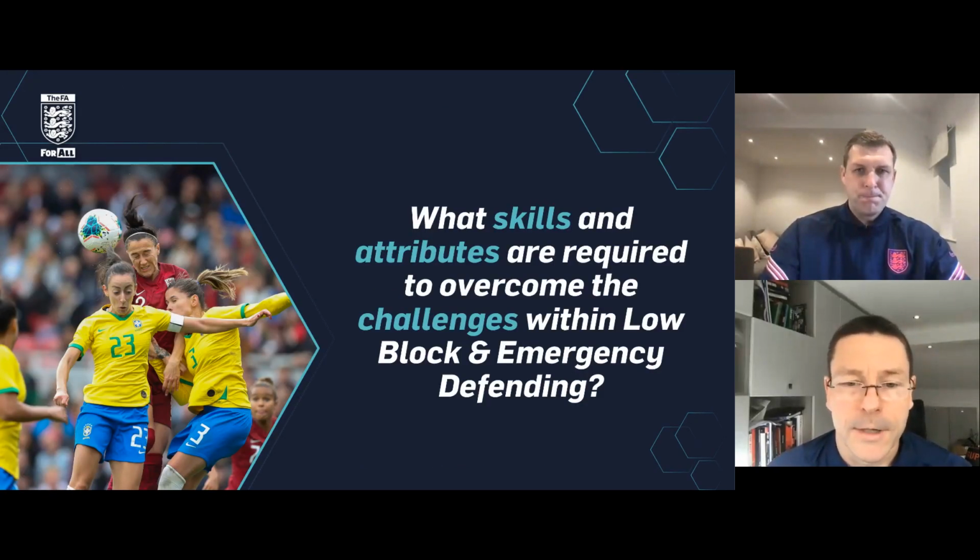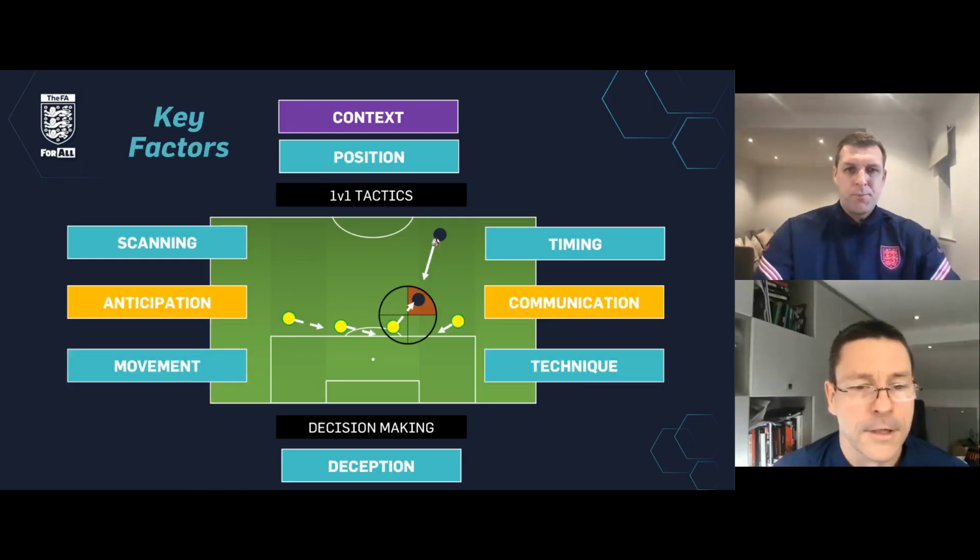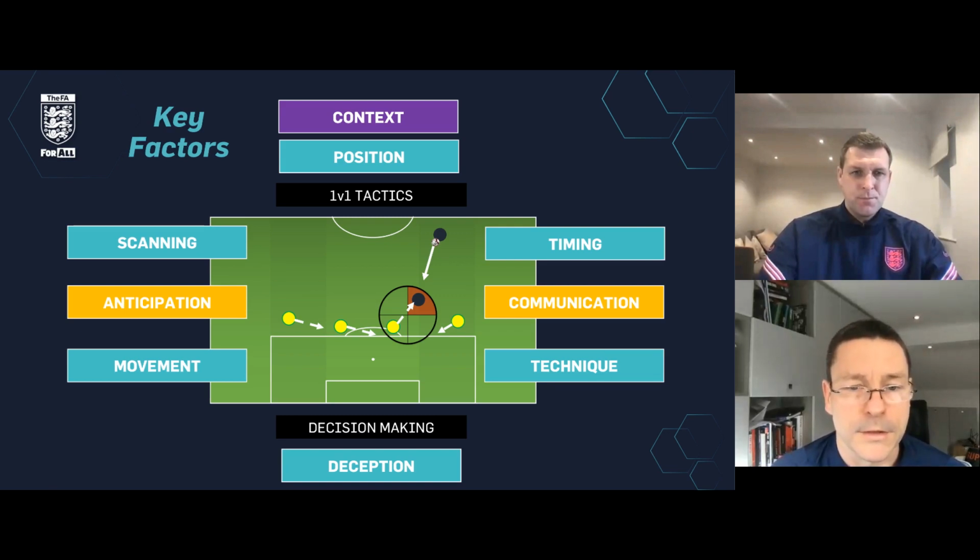And then what skills are required to overcome the challenges within the low block emergency defending in the final third of the pitch, or the lowest area, your defending third. And this is the sort of model we've looked at throughout the series, and looking first at position. What position does the player get? Does the defender get to their opponent? Scanning, as we mentioned before, checking and scanning, and the perception that comes into it. Movement skills, again, the use of the body, the use of the feet.